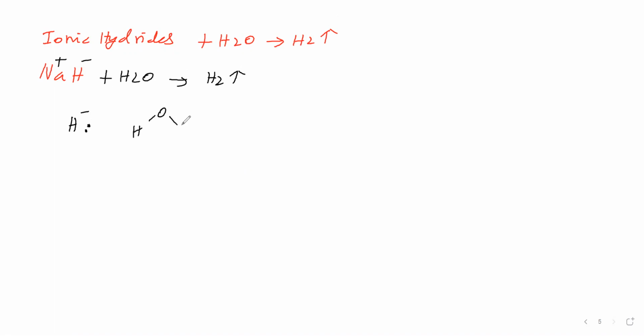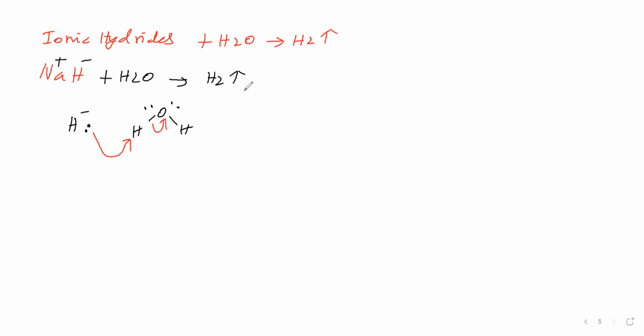The water we will write. Oxygen contains two lone pairs. Now here it is shifting. This lone pair attacks this hydrogen, and this bond pair is shifting. Therefore, this becomes hydrogen gas. It is OH- and Na+, so we get NaOH. So sodium hydride with water gives hydrogen gas and sodium hydroxide.